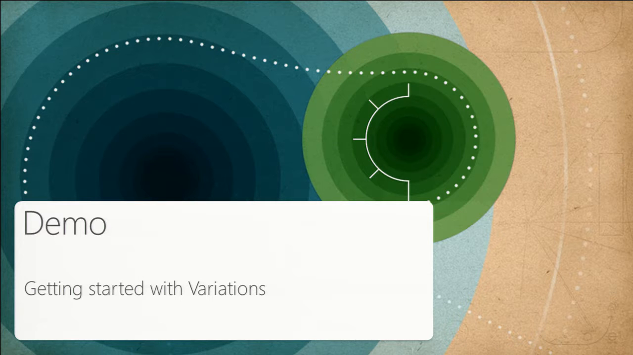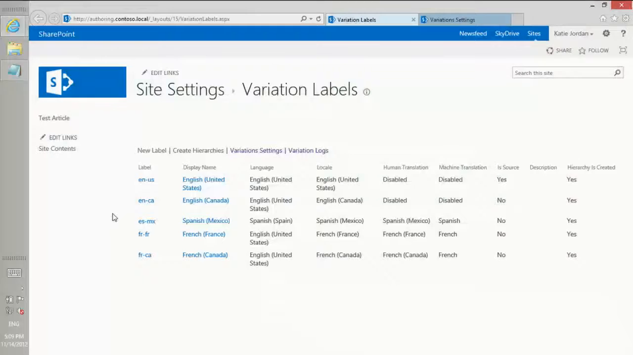So let's take a little look at the getting started experience for variations. So in this case, like we said, Contoso has been using variations for a while now. They're in the French market and they're getting ready to expand. And so let's just take a look at what they'd see when they start out. So here's the variation labels UI. And we can see that we have a number of labels already set up. But I'm just going to go into one and call a couple of things out here.